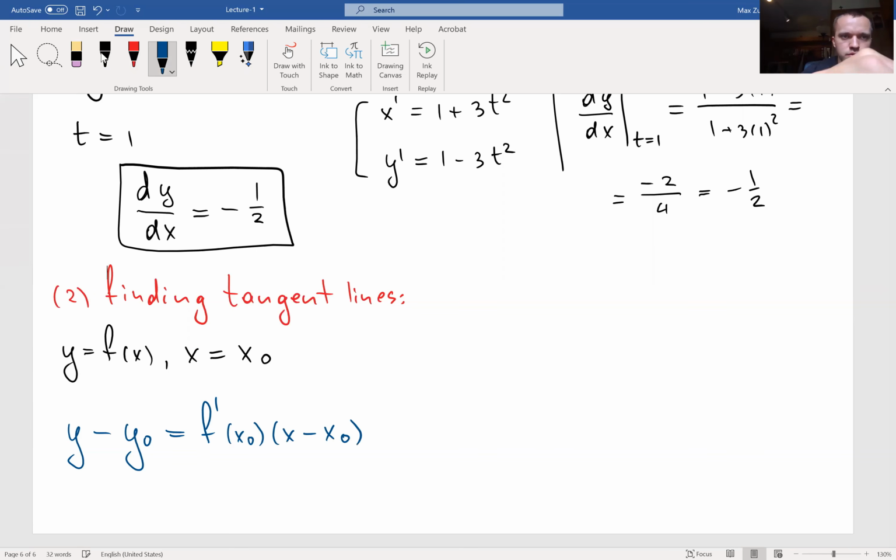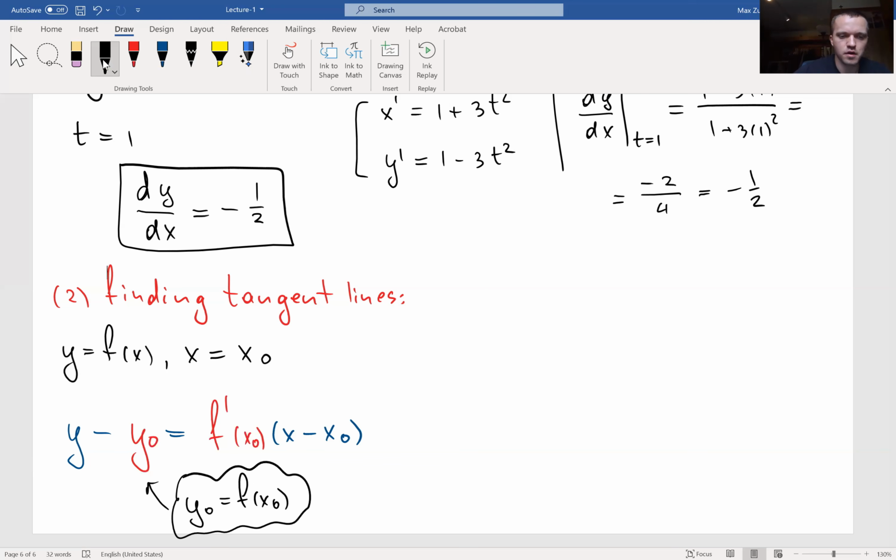So my unknowns over here are going to be the following: y naught and f prime of x naught. Can anyone tell me what you need to do to find y naught? Y naught is when, instead of x, I plug in x naught. So it's just the value at that point, so it's going to be f of x naught. For f prime of x naught, you just take the derivative and evaluate the derivative at that point.